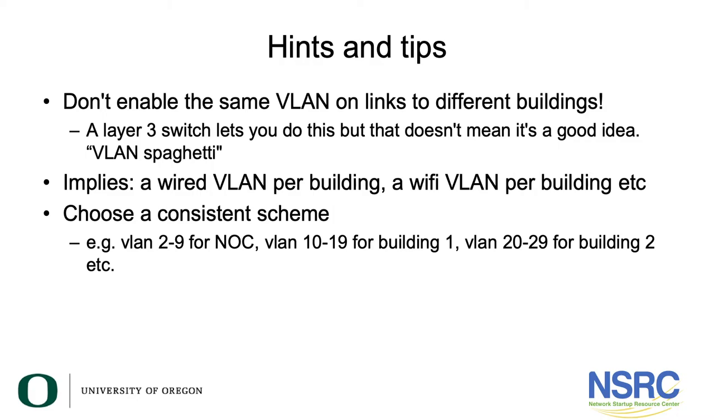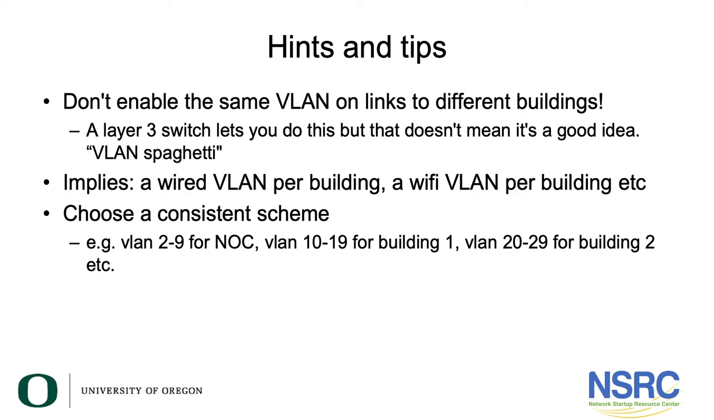So this implies you're going to have a wired VLAN per building and a Wi-Fi VLAN per building and whatever other VLANs you need. The VLANs will stay in the building. We carry them on a trunk to the core router, and the router there will route between them. And it's actually very rare for a user on a wired VLAN in a building to need to be able to send vast amounts of data to a user on another VLAN in the same building. Most campus end users are consumers consuming internet content or accessing content that's in the network core.